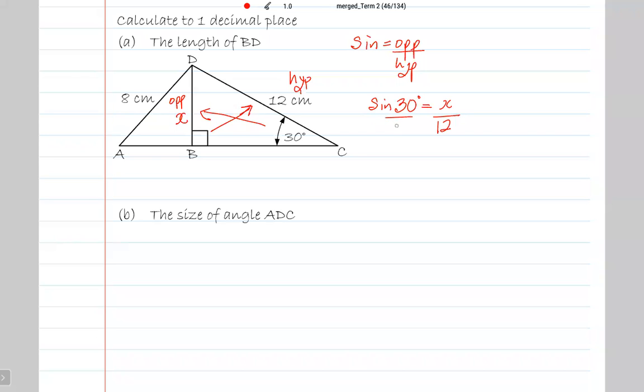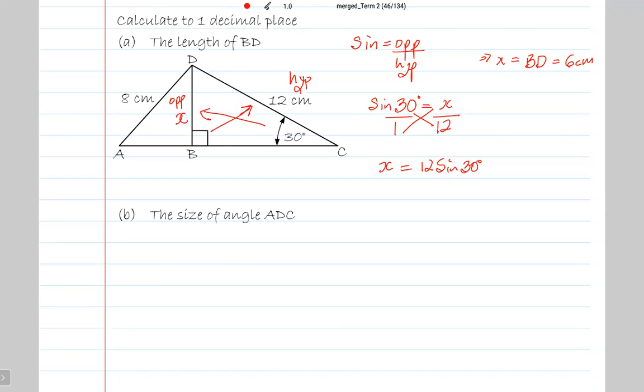Then I'm going to put the sine 30 over 1, and I'm going to say, if I have one fraction equal to one fraction, to remove the fraction, I'm going to cross multiply. So 1 times x is equal to 12 times the sine of 30 degrees. And so x, which is BD, is equal to 6 centimeters.